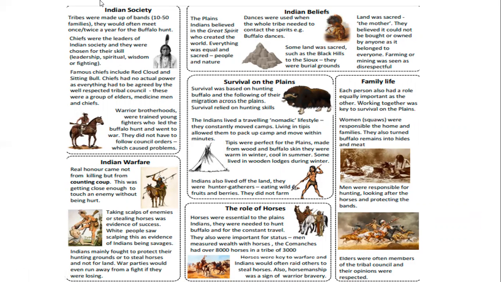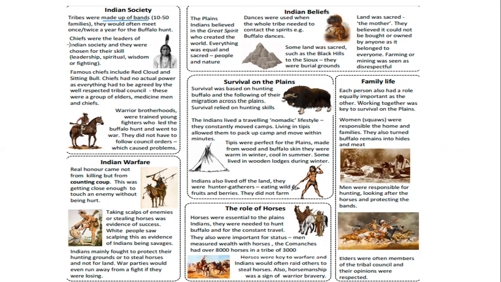So tribes were made up of bands. I'll do a little bit of underlining here so we've got some key things that you can focus on. So you had tribes that were made up of bands of around 10 to 50 families. And they'd meet up often once or twice a year for a buffalo hunt. Buffalo hunts weren't needed constantly. They were needed when it was important. And you could survive from one buffalo hunt for a fair few months.